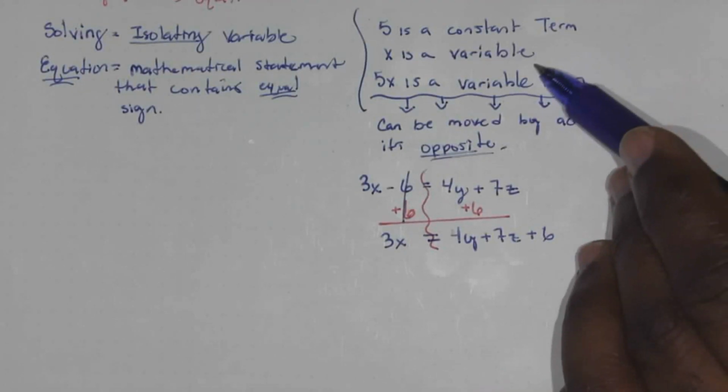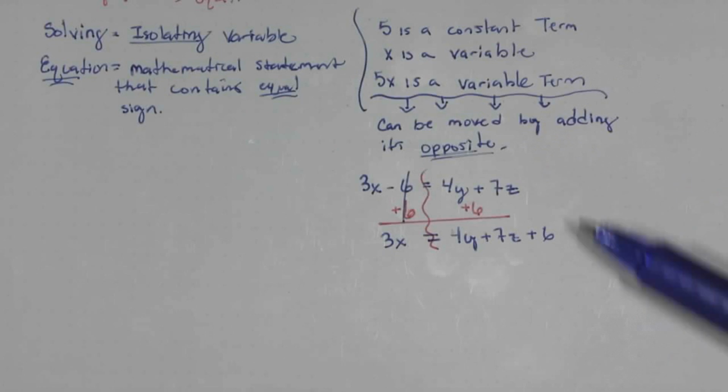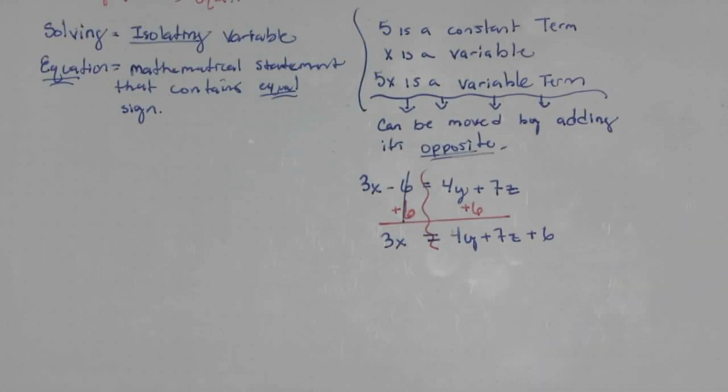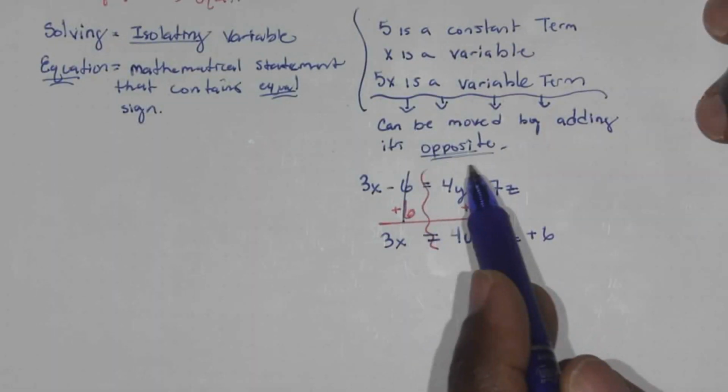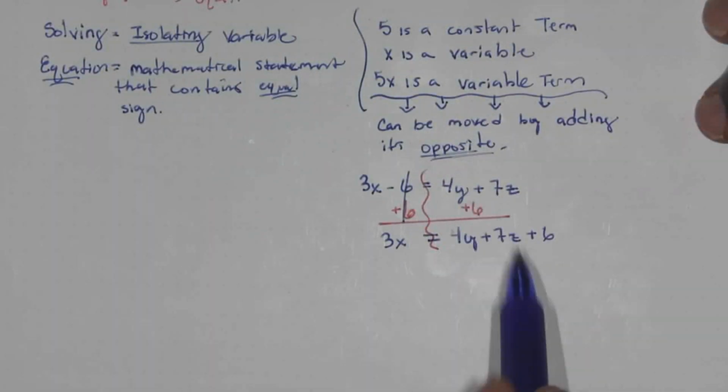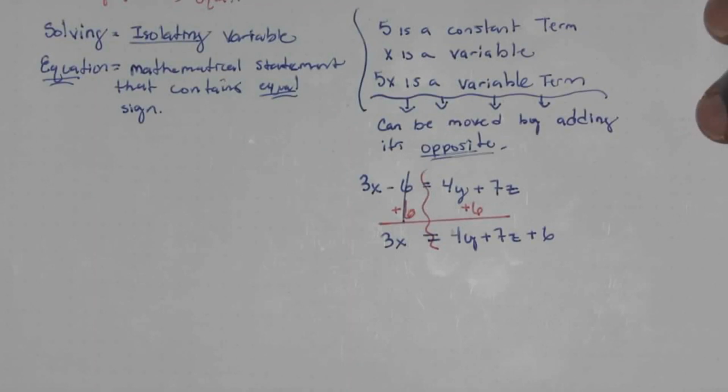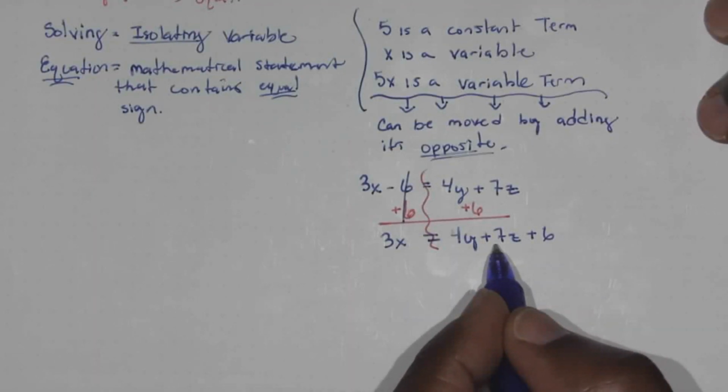I got three types of terms up here, right? It's a variable term, correct? All right. So if I want to move that 7z, I can only move it by what? What did it say? Add its opposite, right? All right, here we go. So I got a positive 7z.